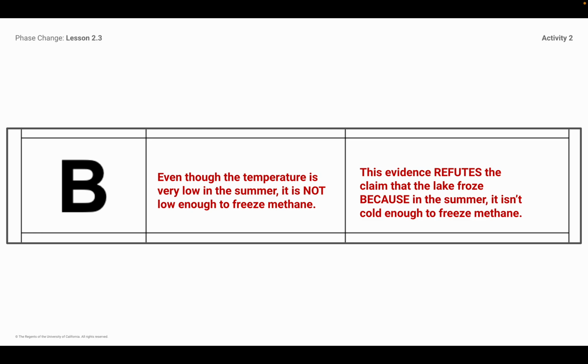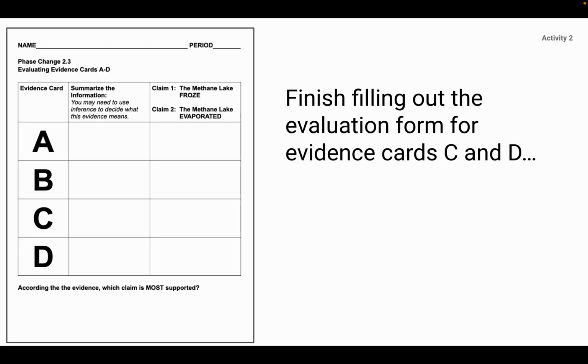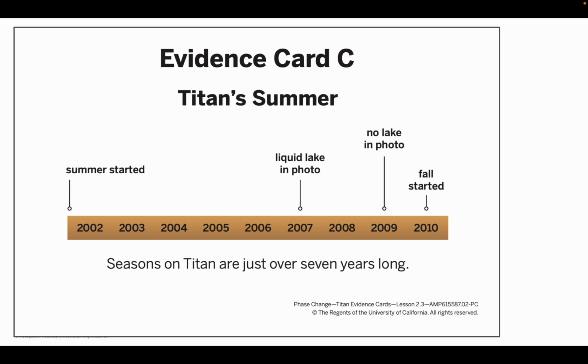Now, you're going to be left to interpret and fill out evidence C and D on your own. Let me go over it with you. Okay? Evidence card C is just a graphic. And I'm going to let you pause and really interpret, read everything on this card. And then I need you to summarize it. What is this card telling you? And then decide if that supports or refutes claim 1 or 2 and why. Don't forget to put the because in there.